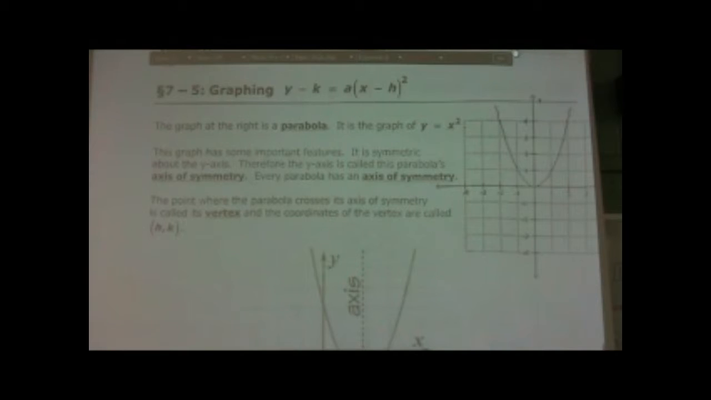Okay, the topic for today is graphing parabolas. And this equation that you see at the top of the page is one way to write an equation for a parabola. And actually, this form is called vertex form.